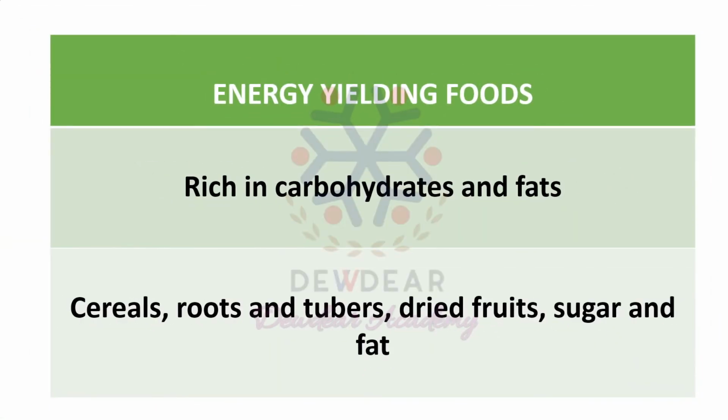Energy yielding foods means these are the energy giving foods which are rich in carbohydrates and fats. So it provides energy and they are rich in carbohydrates and fats. So please note the energy yielding foods include the foods that are rich in carbohydrates and fats. So examples are cereals, then roots and tubers, then dried fruits, sugar, fat, all these are energy yielding foods or energy giving foods.